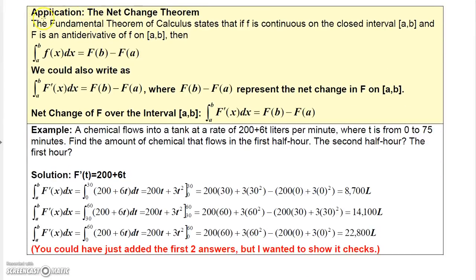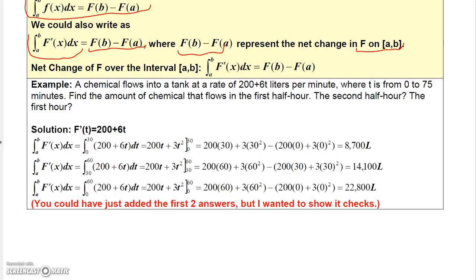This is kind of a strange character, but it's the net change theorem. It basically says the fundamental theorem of calculus states that if f is continuous on the closed interval a to b, and capital F is an antiderivative of little f on a to b, then this is true. Well, we already knew that. But we could also write that the integral of F prime of x dx equals F of b minus F of a, where F of b minus F of a represents the net change in capital F on a to b. So net change of the capital F over the integral from a to b could be written like this.